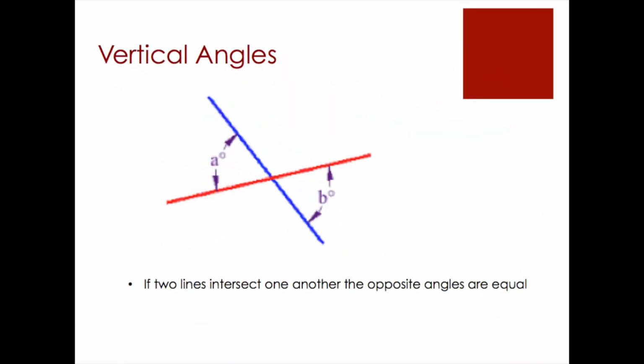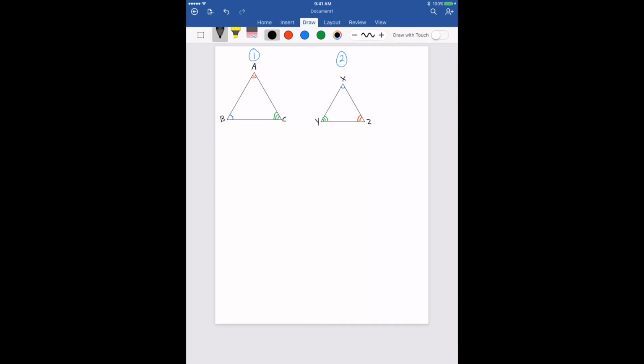In this proof, we also use the idea of vertical angles. Basically, all it is if 2 lines intersect one another, the opposite angles are going to be equal. In this section, we're going to look at how to create the side ratios of the corresponding sides of 2 similar triangles. So let's pretend that we've taken triangle 1 and triangle 2 to be similar by angle-angle criteria.